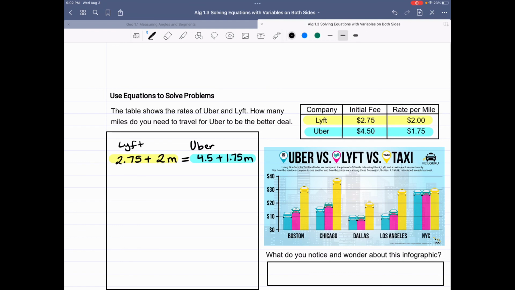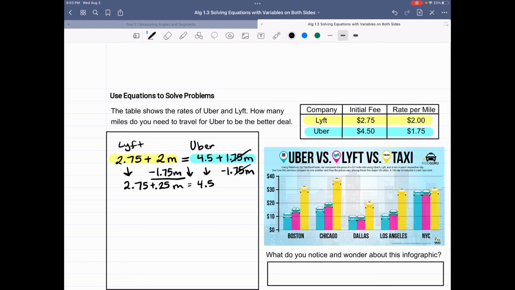So our first step is going to be like the others. We don't have to distribute, but we need to get variables on one side. So I'm going to subtract the $1.75 per mile from both sides. This cancels. So $2 take away $1.75 is 25 cents per mile. Then I'm going to bring down the equals, and I'm going to bring down the 4.5. I'm also going to bring down the 2.75. And we need a little plus in there.